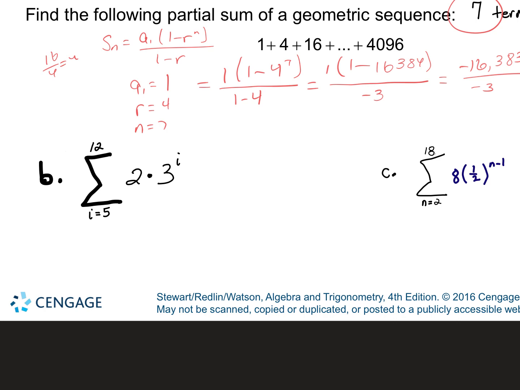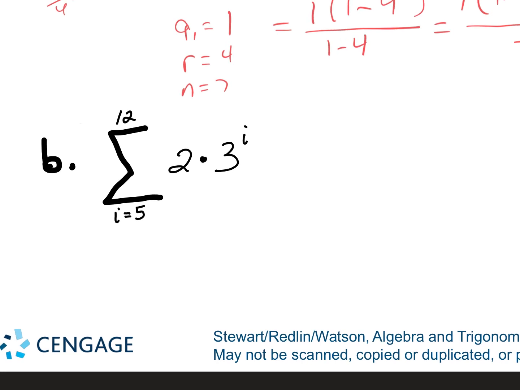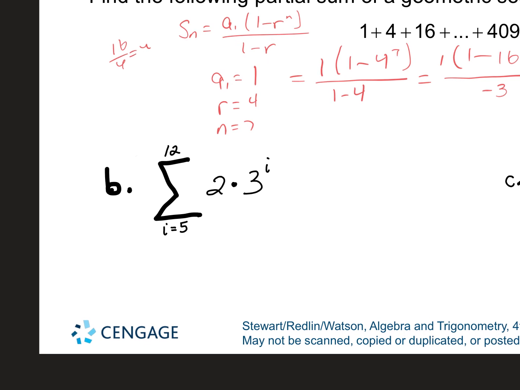So now you look and you say, well, how do I know if it's infinite or finite? Well, think about this, guys. What is this telling us? It's telling you to start plugging in 5, and stop when you plug in 12. So is there a beginning and an ending? Yes. So think about what we need for the formula. You need to know how many numbers you're dealing with. You need to know the first term, and you need to know the R. We can tell all that, guys, by the information they gave us.